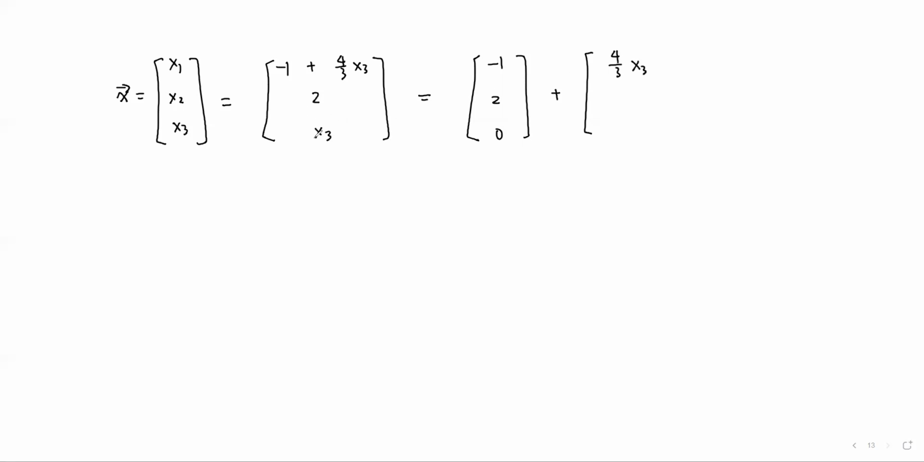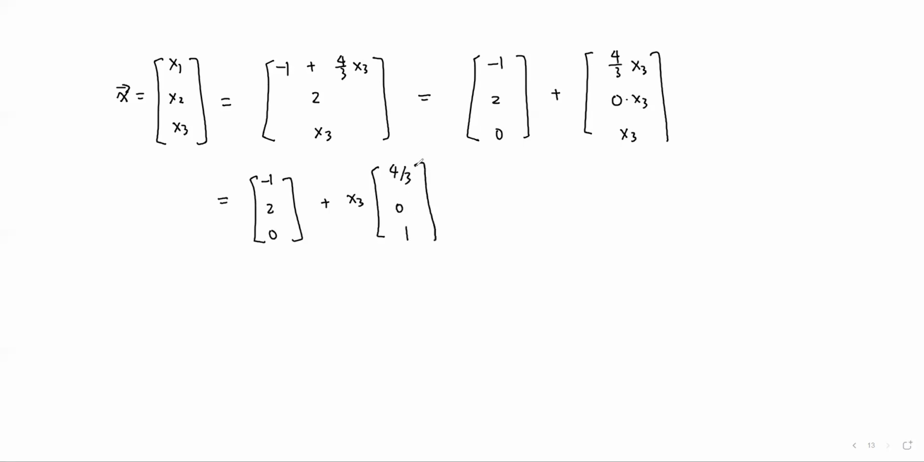The second entry has no x3, so I can write it as 0 times x3, then 1 times x3. Now take out x3 from the second vector: x3 times (4, 3, 1). Now let me give names to these two vectors.